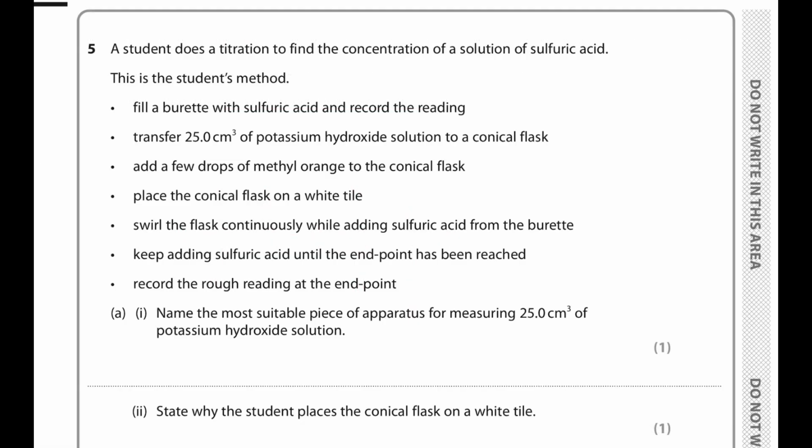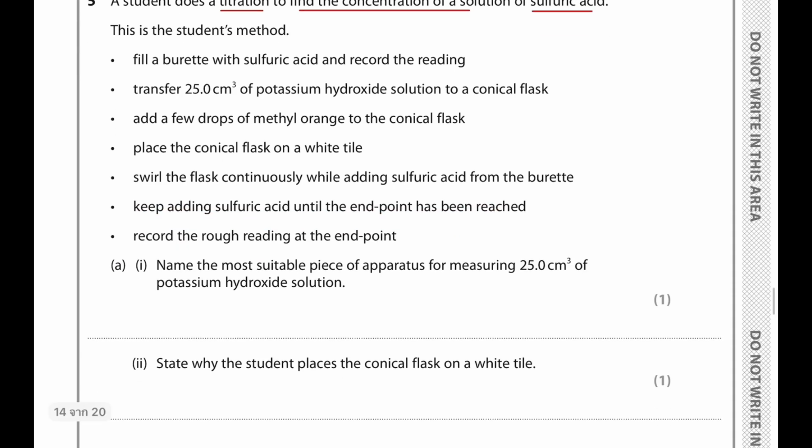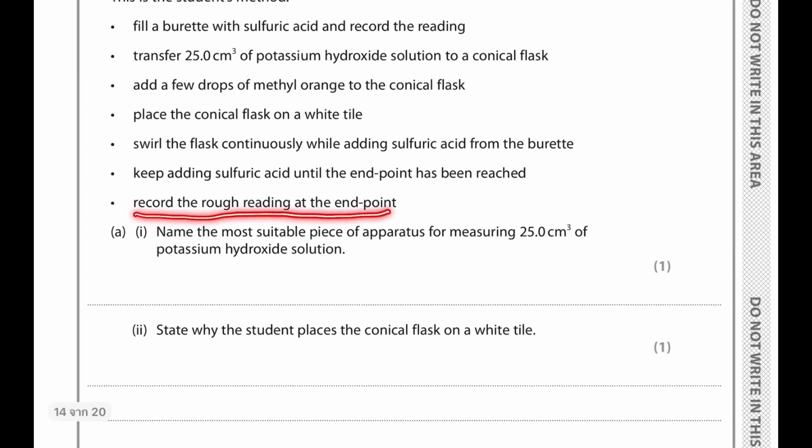Question 5. A student does a titration to find the concentration of a solution of sulfuric acid. So this is the student's method. Fill a burette with sulfuric acid and record the reading. Transfer 25 cm³ of potassium hydroxide solution to a conical flask. Add a few drops of methyl orange to the conical flask. Place the conical flask on a white tile. Then swirl the flask continuously while adding sulfuric acid from the burette. Keep adding sulfuric acid until the endpoint has been reached. Record the rough reading at the endpoint.